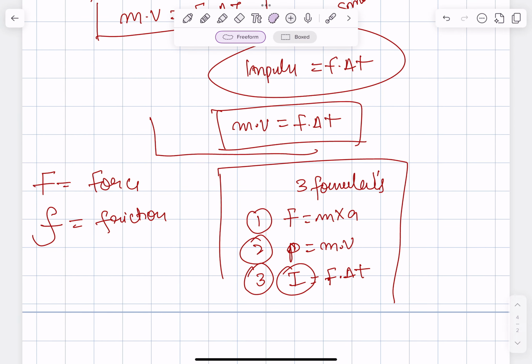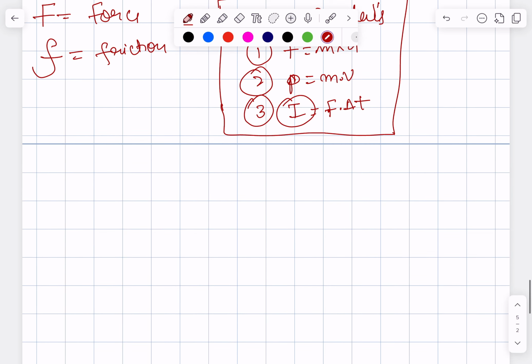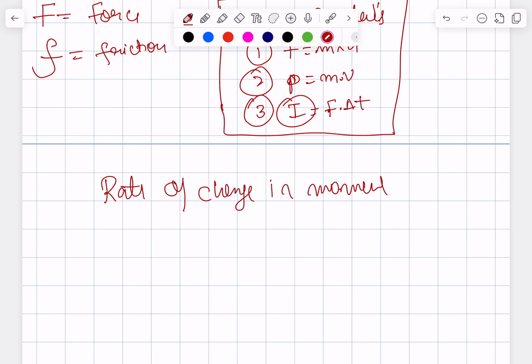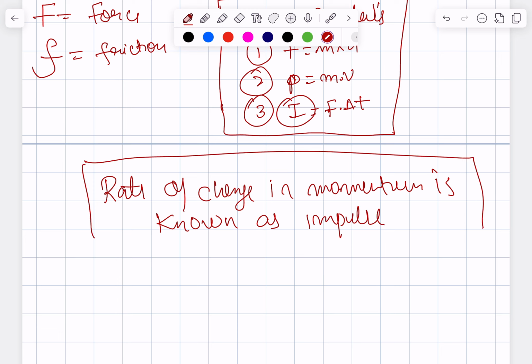Is rate of change of momentum known as impulse? Yeah, that is also correct. Rate of change of momentum is known as impulse in theoretical language. Okay, you can remember this. This is the key point.